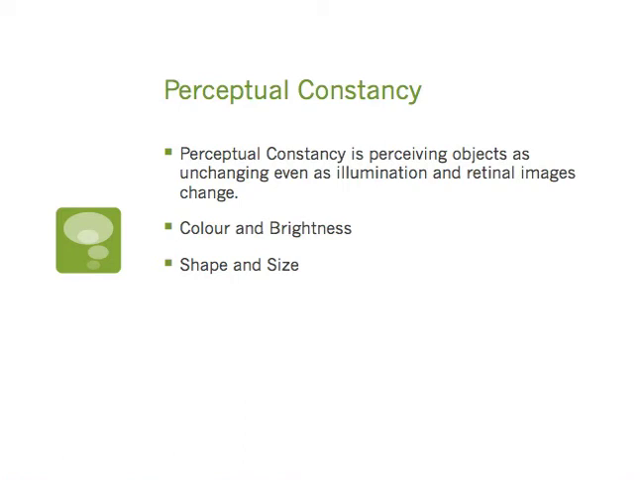Another construct that helps us organize our sensations into meaningful perceptions is perceptual consistency. Perceptual consistency is perceiving objects as unchanging, having constant shapes, sizes, and brightness, even as illumination and retinal images change. 2 major characteristics that contribute to perceptual constancy are color and brightness, and shape and size. Over the next couple slides, we will examine both of these.